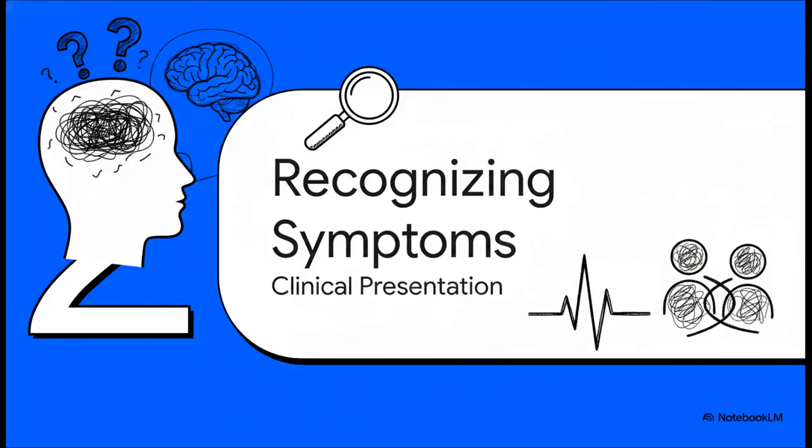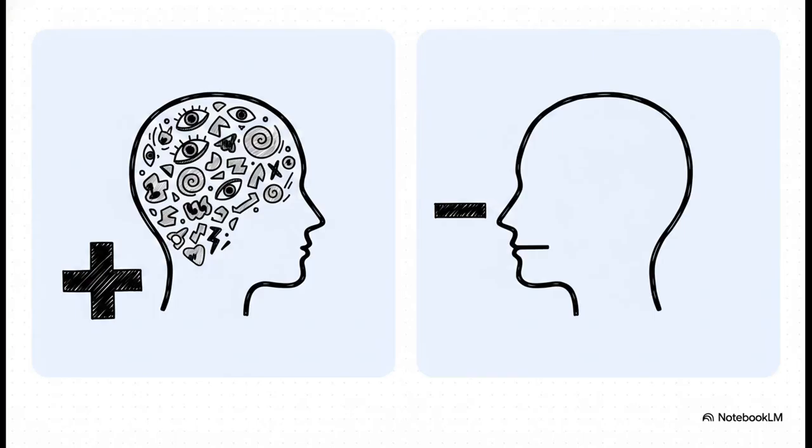Moving on to Section 2, Recognizing Symptoms. Let's talk about what this actually looks like in the exam room. Clinicians generally categorize the presentation into two main buckets. First, you've got positive symptoms. Now, positive here doesn't mean good, it means the tragic presence of abnormal behaviors.